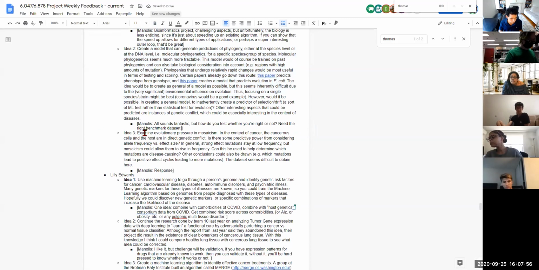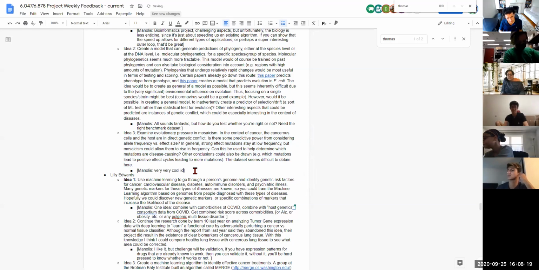That makes sense. Evolutionary pressures and mosaicism. Oh, cool. In the context of cancer cells and the host and different genetic conflict. I love it. Oh, that sounds fantastic. Strong effect mutations, low frequency mosaicism allows them to rise in frequency, determine which mutations are disease causing, also be drawn.